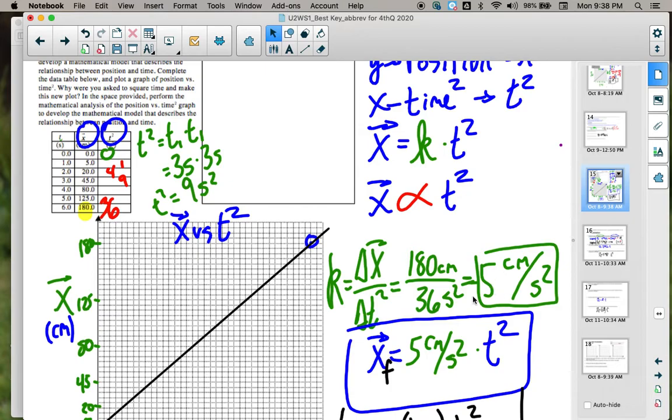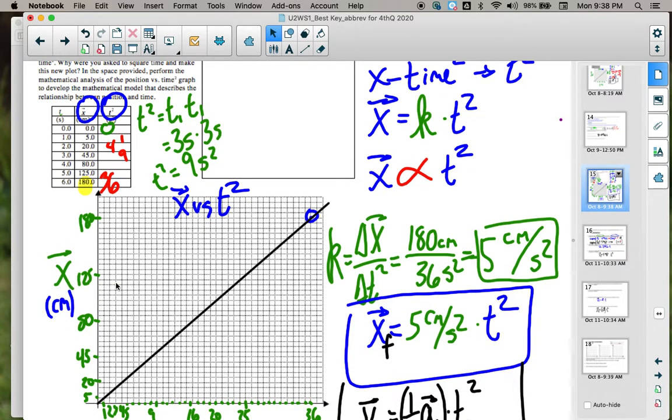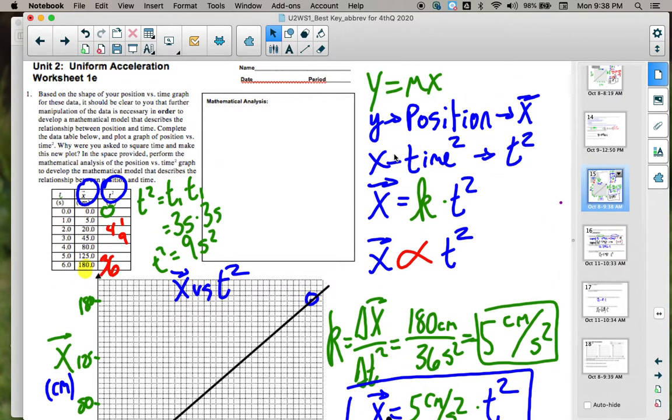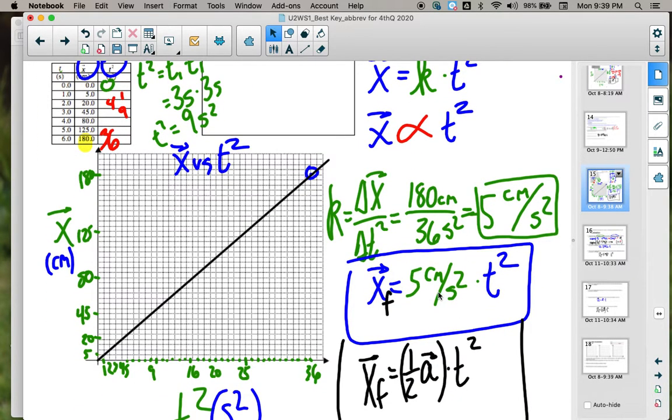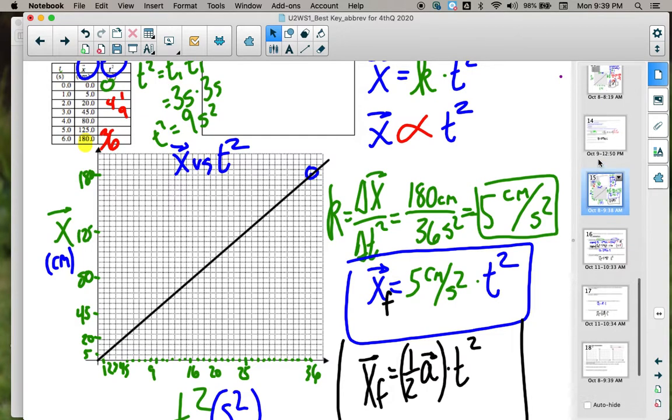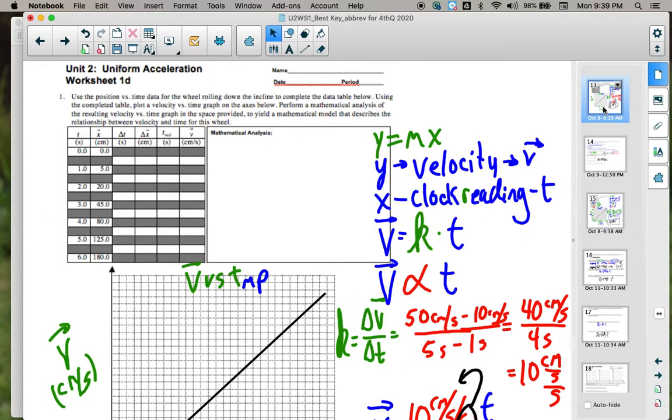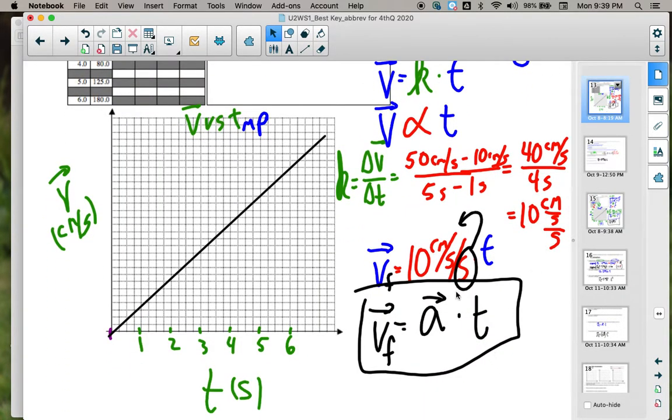So coming up with a specific mathematical model, as we've done all year long, if you take a look at your y equals mx plus b, we knew the name of the y-axis was position, the name of the x-axis was time squared, and we put the slope of 5 centimeters per second squared in there. We compared the slope of this graph to the slopes of the other graphs we got from making the velocity versus time graphs. Here's one of the earlier graphs we looked at. The slope of the velocity versus time graph was 10 centimeters per second squared, and we already know that's the acceleration for this wheel and axle.